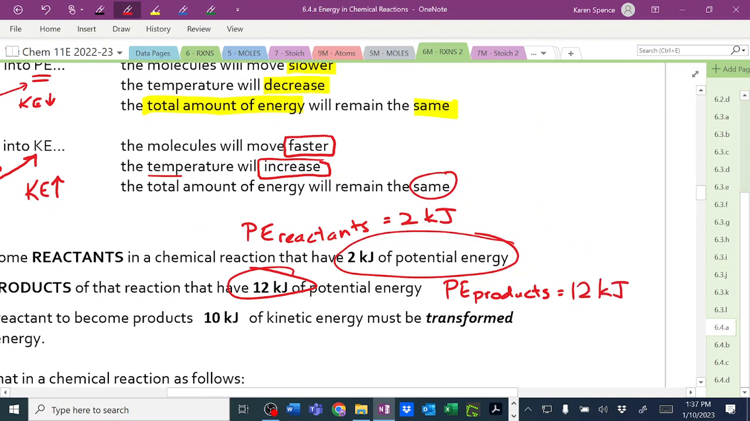Now remember, you cannot create energy, you cannot destroy energy. Where did the extra 10 kilojoules come from? Because we've got 2 kilojoules of potential energy, and after the reaction is finished, we have 12 kilojoules of potential energy. Yeah, it came from kinetic energy. What's going to happen to the temperature if we took some kinetic energy and turned it into potential energy? The temperature is going to go down, okay?